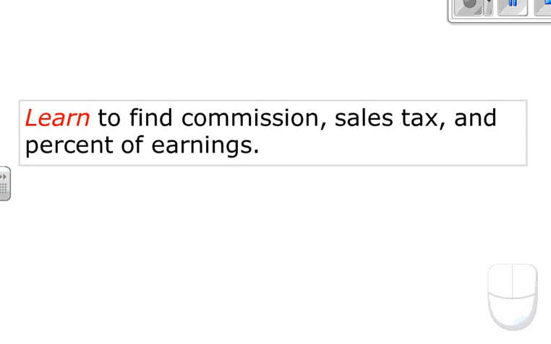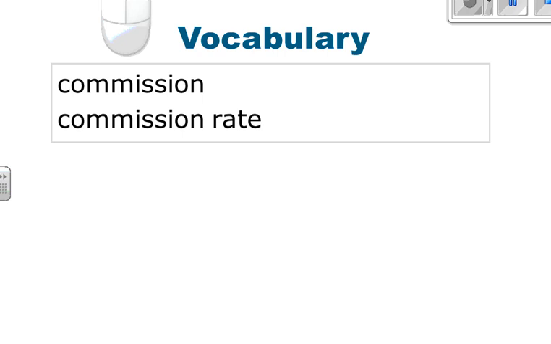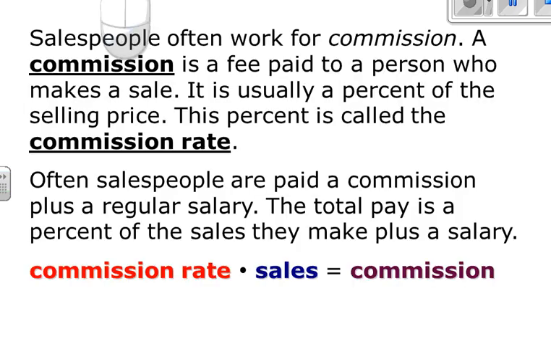We're going to be working on finding commission, sales tax, and percent of earnings. I know a few of these words are going to be new to us, like commission and commission rate, so we want to make sure we have an understanding of this.